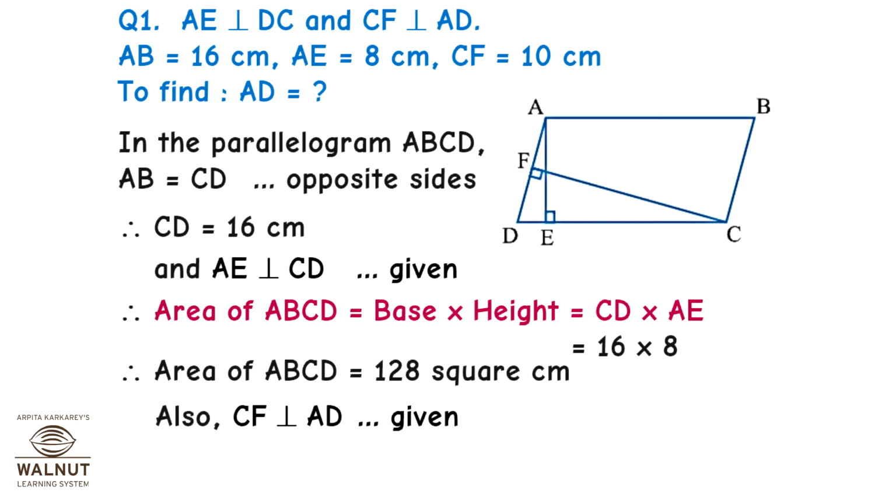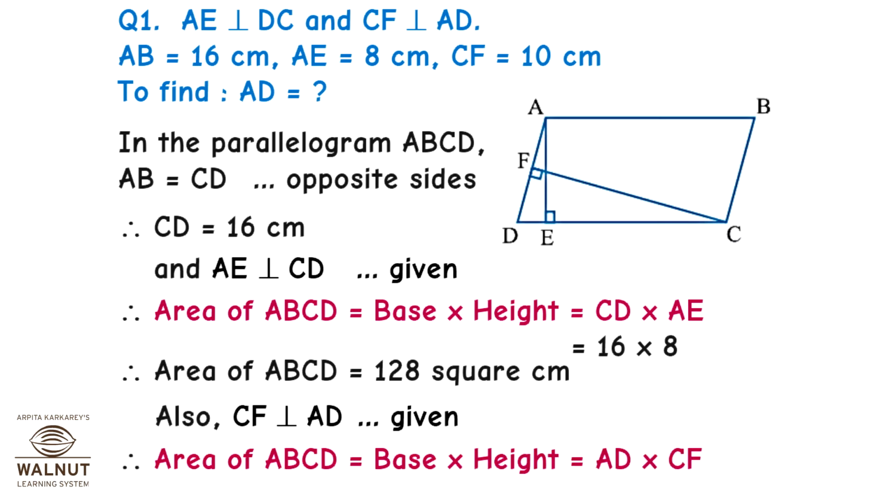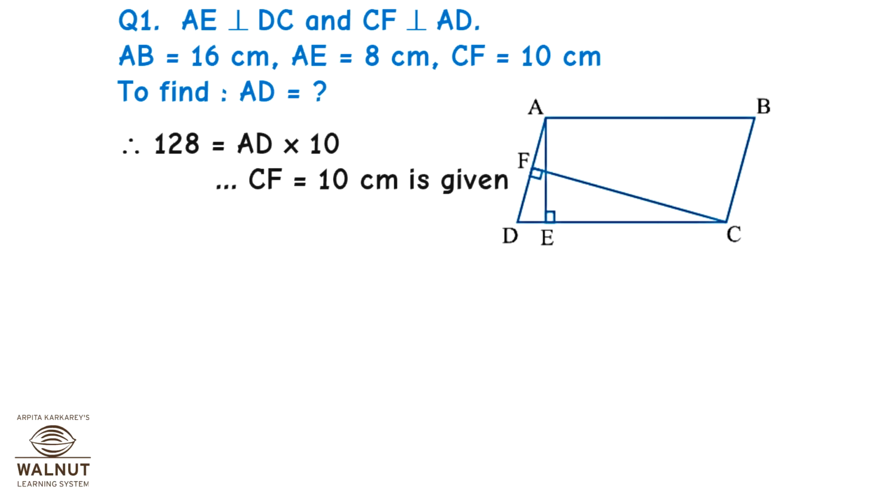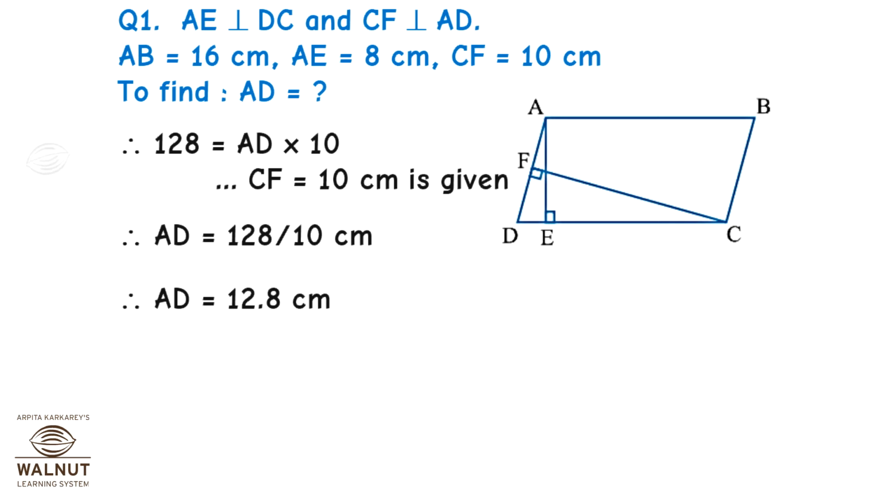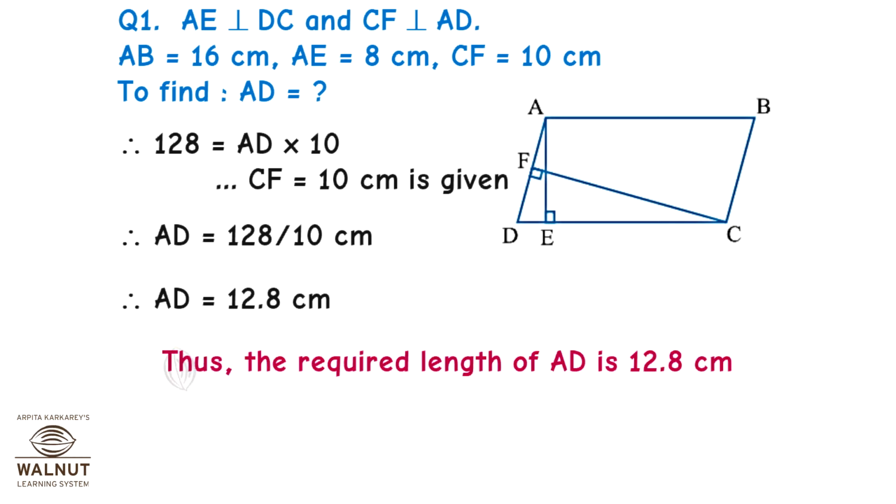Also, CF is perpendicular to AD, given. Therefore, area of ABCD is equal to base into height, which is equal to AD into CF. Therefore, 128 is equal to AD into 10, as CF is equal to 10 centimeters is given. Therefore, AD is equal to 128 upon 10 centimeters. Therefore, AD is equal to 12.8 centimeters. Thus, the required length of AD is 12.8 centimeters.